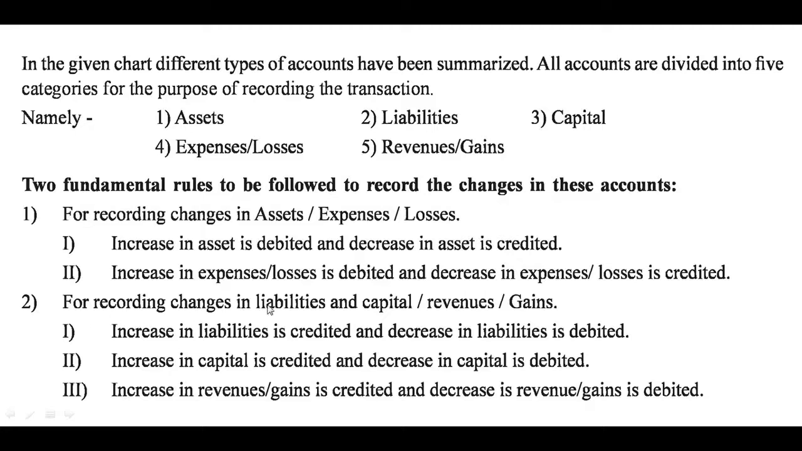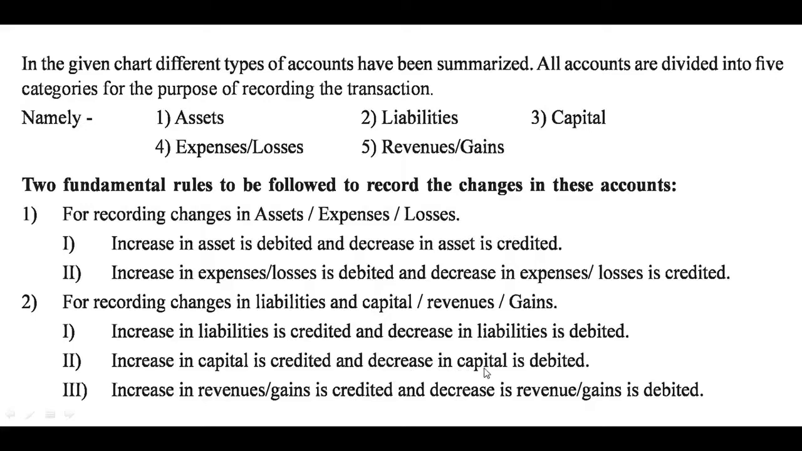Next, for recording changes in liabilities, capital, revenues and gains. Increase in liability is credited. You all know that liability is the amount to be payable in the future. So all the liabilities have the credit balance. So further increase in liability is credited while decrease in the liability is debited. Then increase in the capital is credited because capital is the personal account, and whenever the capital amount increases we have to credit because the businessman is the giver of the capital. Decrease in capital is debited.